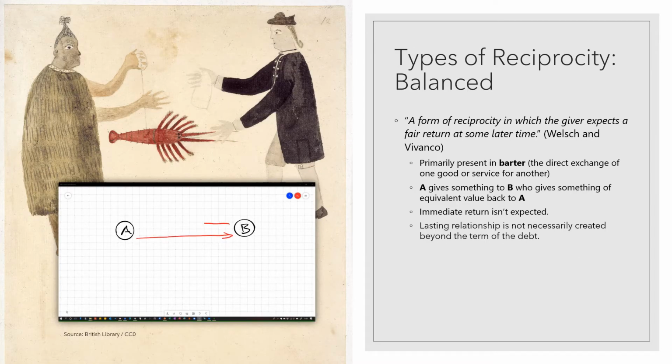Now, balanced reciprocity is, according to the book, a form of reciprocity in which the giver expects a fair return at some time later. I actually have a little quibble with that sometime later thing, because the sometime later doesn't have to be very long. This is primarily present in barter exchanges, so the direct exchange of one good or service for another. And as you can see from the video here, A gives something to B, B gives something back to A. Very simple, okay? Generally, balanced reciprocity doesn't create long-lasting relationships the way that other forms of reciprocity might. But it does create a relationship, at least for the term of the debt.